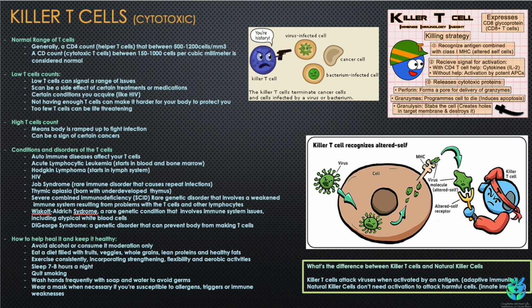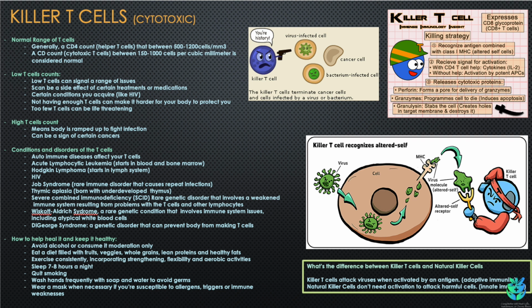Conditions and disorders of the T cells: autoimmune diseases affect your T cells. Acute lymphocytic leukemia starts in the blood and bone marrow. Hodgkin lymphoma starts in the lymph system. HIV. Job syndrome is a rare immune disorder that causes repeat infections. Thymic aplasia: people born with an underdeveloped thymus. Severe combined immunodeficiency, SCID, is a rare genetic disorder that involves a weakened immune system resulting from problems with T cells and other lymphocytes.